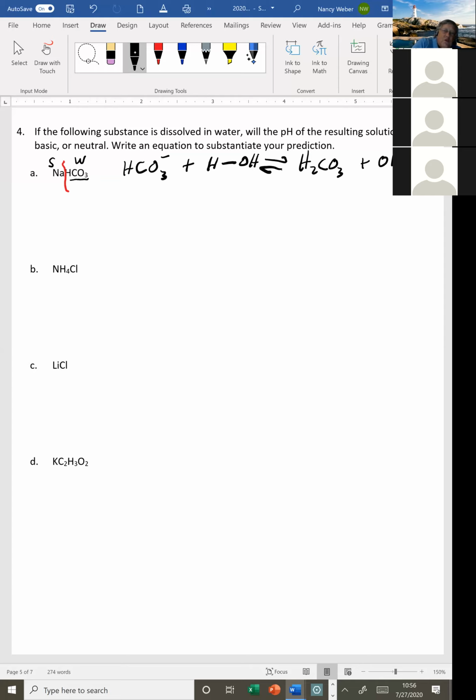So is that solution going to be acidic or basic? Acidic or basic? Thank you for showing a response. Is it going to be? Yeah, that's right. It'll be basic because the hydroxide ion is left over. Okay.